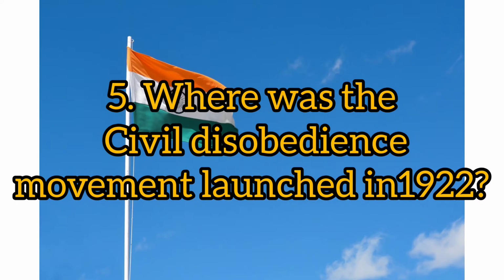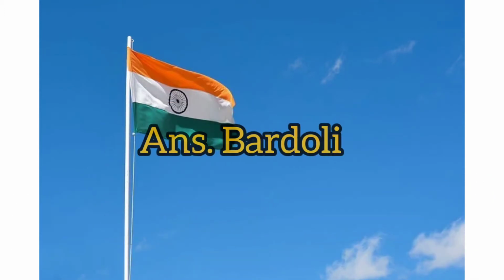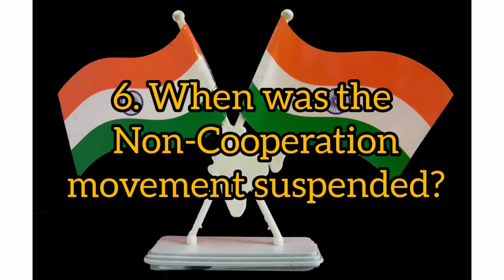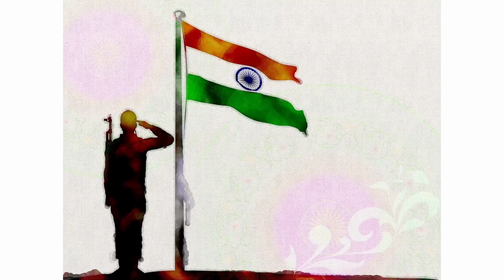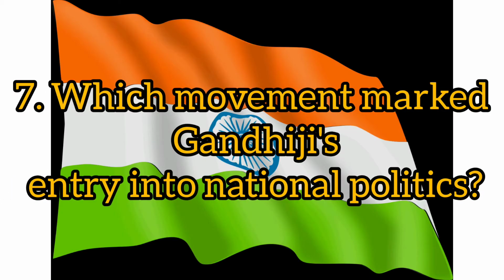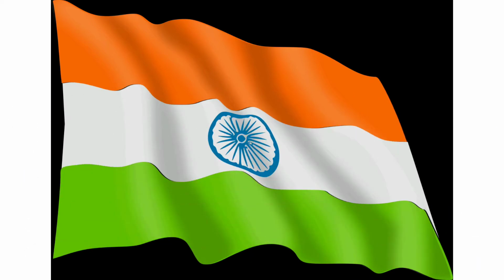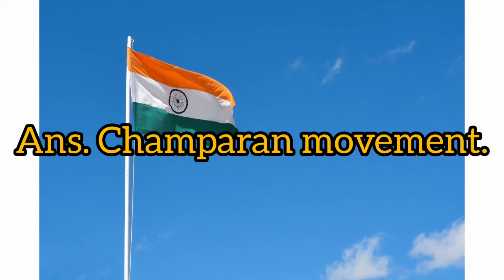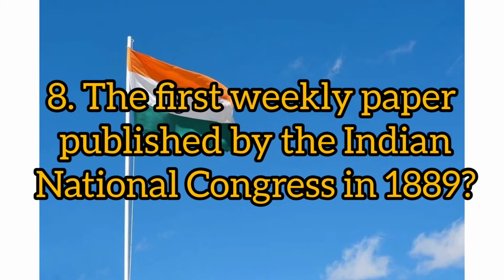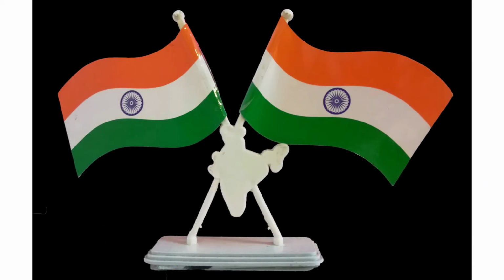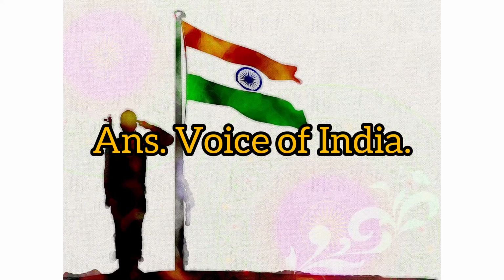Where was the civil disobedience movement launched in 1922? Answer: Bardoli. When was the non-cooperation movement suspended? Answer: 1922. Which movement marked Gandhiji's entry into national politics? Answer: Champaran movement. The first weekly paper published by the Indian National Congress in 1889? Answer: Voice of India.